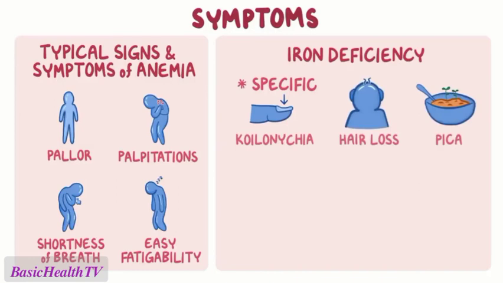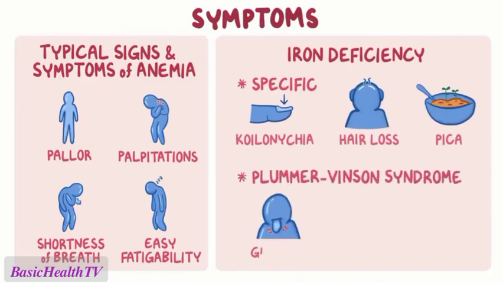Sometimes, iron deficiency anemia can occur in the context of Plummer-Vinson syndrome, along with glossitis, meaning inflammation of the tongue, and esophageal webs, which are membranes made up of damaged esophageal epithelium and mucosa.